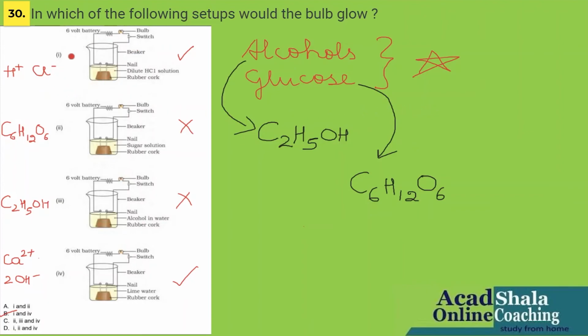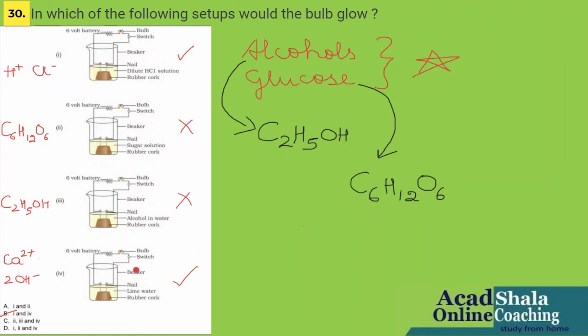Among the four, first we will see the dilute hydrochloric acid, HCl solution. Of course, it dissociates into ions, H positive and Cl negative. Of course, the bulb glows in it. Now the second one, sugar solution. I told you, glucose or sugar solution does not dissociate into ions. So this is also the wrong option. The bulb will not glow. The third one is the alcohol. Again, alcohol will not dissociate into ions. The last one is the lime water, calcium hydroxide. Again, here the bulb will glow because it dissociates into ions.